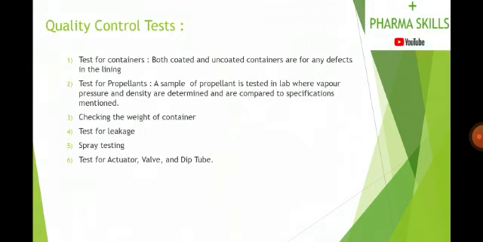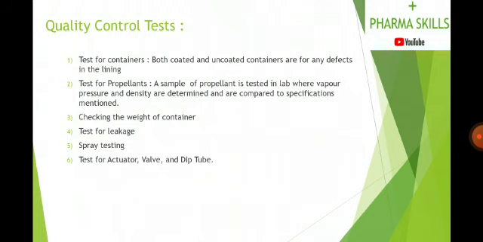Now let us see the quality control tests. These include tests for containers, test for propellants, checking the weight of container, test for leakage, spray testing, and test for actuator, valve and dip tube. Test for containers: both coated and uncoated containers are checked for defects. The glass containers are checked for any flaws, brittleness, cracks, while for metal containers the degree of conductivity of electric current is checked.